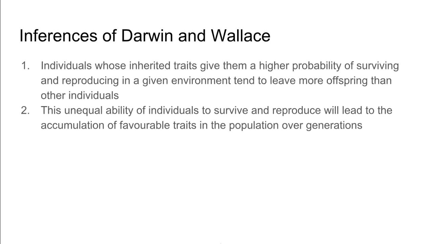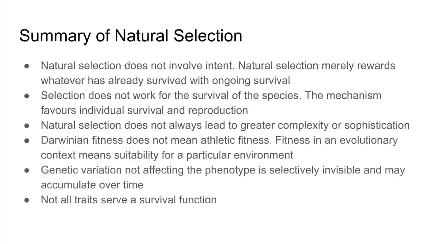So Darwin and Wallace, who are credited for the theory of evolution by natural selection, made two great inferences. The first is that individuals who inherit traits that give them a higher probability of surviving and reproducing in a given environment tend to leave more offspring than other individuals. And this unequal ability of individuals to survive and reproduce will lead to the accumulation of favorable traits in the population over generations.